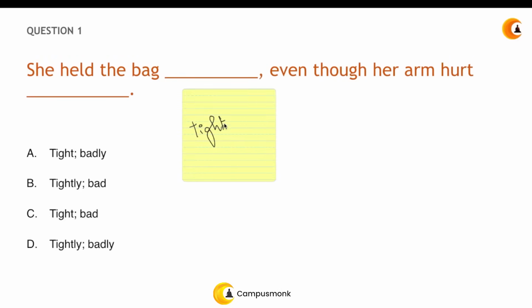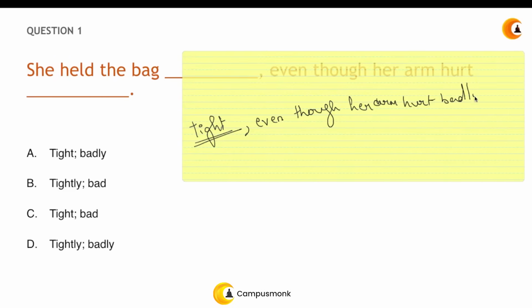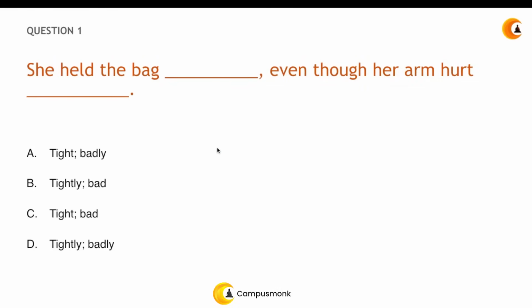How was the bag being held? It was tightly held. But what? Even though her arms were hurting, even though her arm hurt badly, here you will get ly. Ly always comes at the terminating statement. Okay, if the statement is about to end, then you can say ly, that's fine.